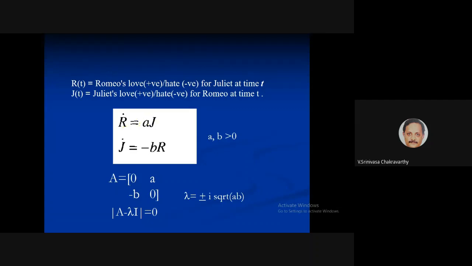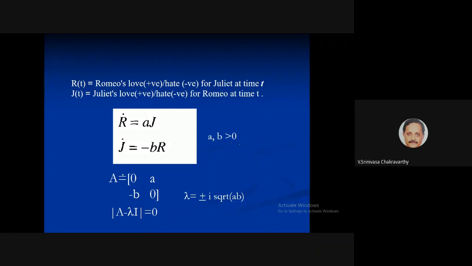So R dot is equal to A J. If J increases, R also increases. If J is positive, that is, positively, favorably disposed, R also increases, and both A and B are positive. So J dot: J's changes are opposite. If R is positive, J gets put off, and if R is negative, J gets interested. So J dot is equal to minus B R, and both A and B are positive.